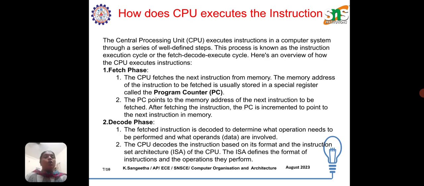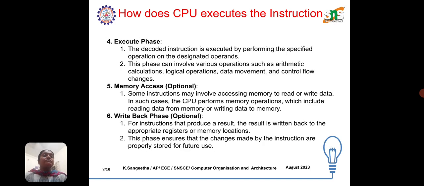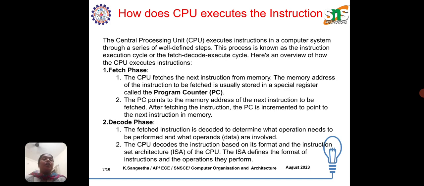And next we will move on to how the CPU executes an instruction. We have already seen that there are some processing cycles: fetch, decode and execute. So the central processing unit executes the instruction in a computer through a series of steps. That is the fetch phase. The CPU fetches the instruction from memory. The memory address of the instruction to be fetched is usually stored in a special register called a program counter. So the PC, the program counter, points to the memory address of the next instruction to be fetched. After fetching the instruction, the PC is incremented to point to the next instruction in memory.